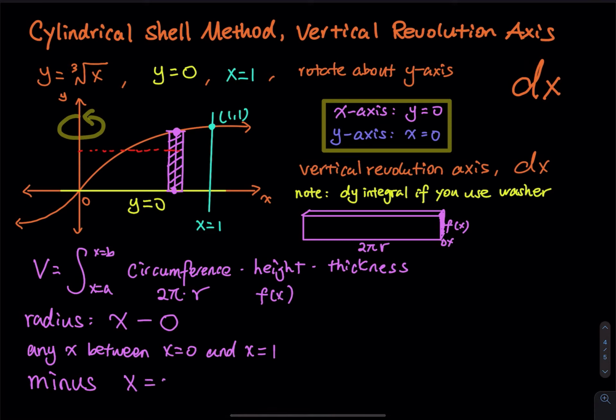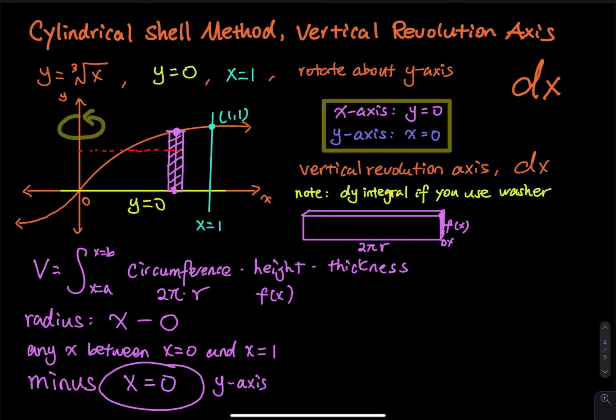X equals 0. So this x equals 0 is just the y-axis. Do you still remember that the right minus left? So the right minus left, you use a bigger x minus the smaller x, that measures the distance between these two x values. So that is the radius.